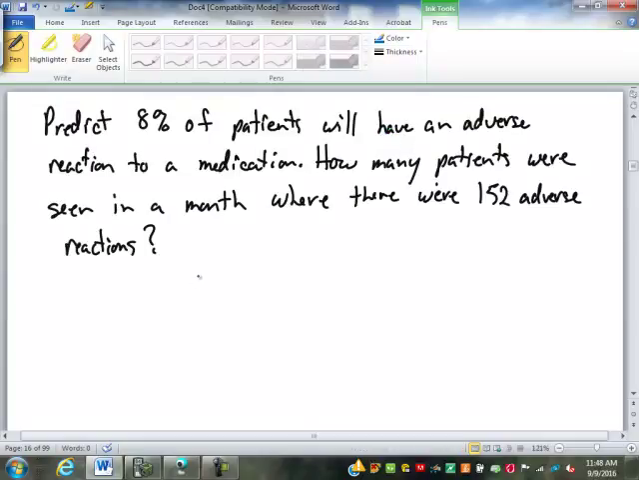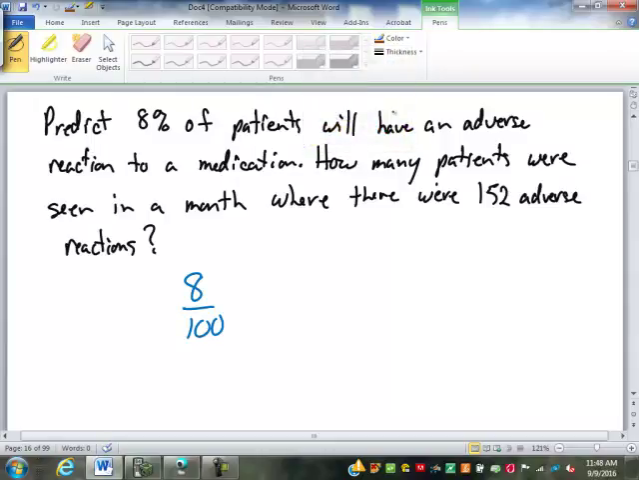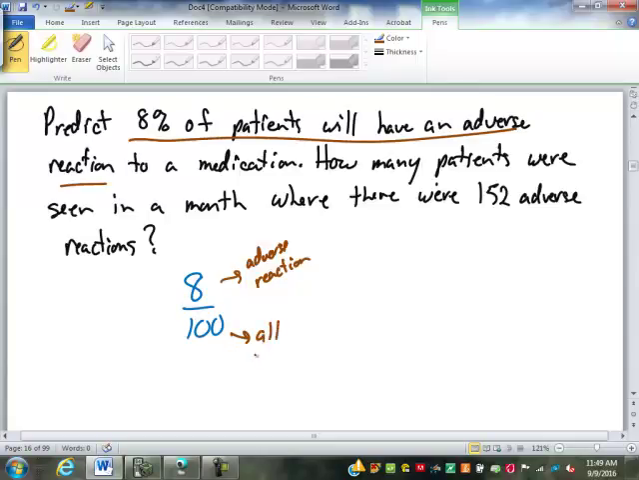So we have 8%. So I'm going to start out with 8 over 100, just like I did with the simpler problems. But now before I look at anything else, let's ask ourselves, what does the 8 and the 100 represent? The 8 represents what? The patients that have an adverse reaction. Very good. I'm just going to label that, adverse reaction. What does the 100 represent? Well, we said 100 always represents the number it's based off of, or the whole amount. The 100 here represents all patients.